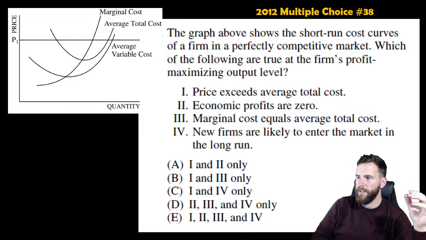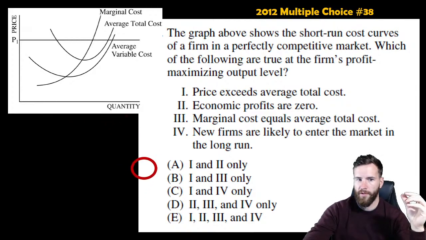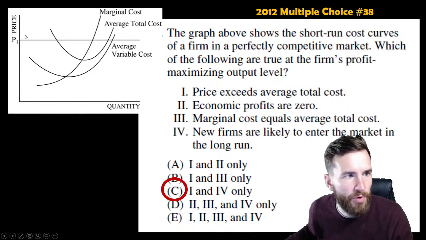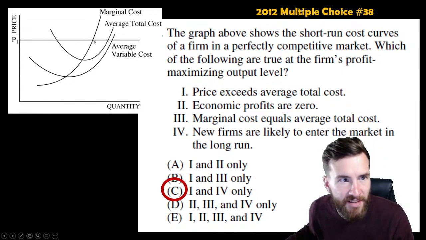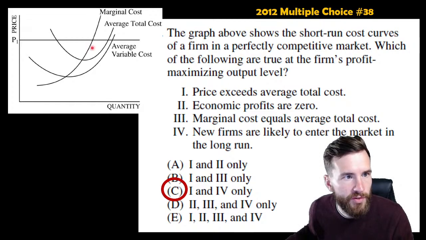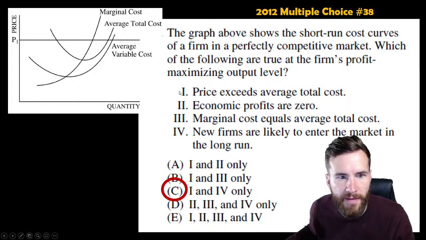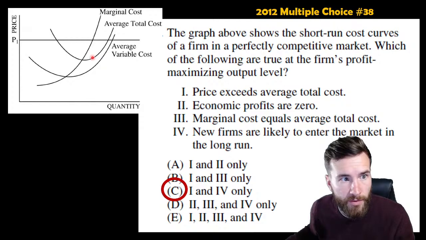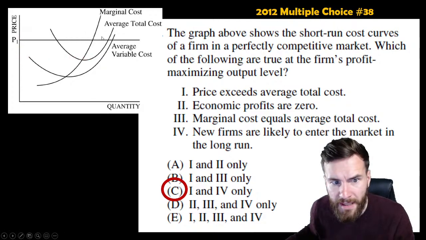You guys are all saying C? You guys are right. Very good, right? So the graph is showing price is here, and at where MR equals MC, it is definitely higher than average total cost, which is right. So price is greater than average total cost because we're going to produce where MR equals MC. That's assumed. Economic profits are not zero. Economic profits would be positive, right? Because this would be our profit here.